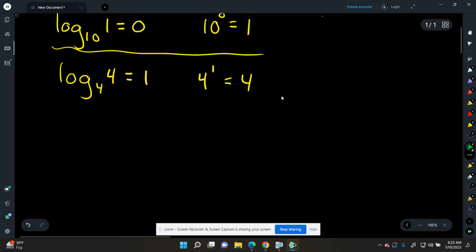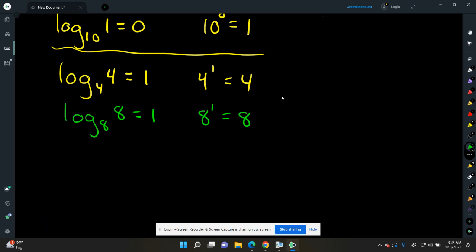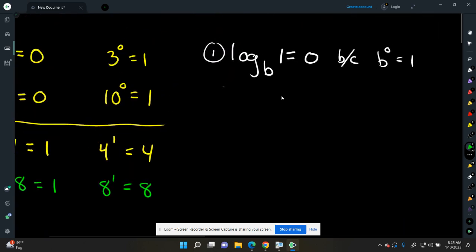Alex, what is log base 8 of 8? 1. Why? 8 to the first equals 8. So we have our next property. Property number 2.